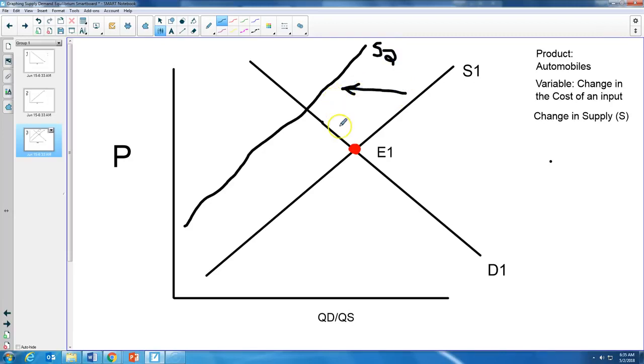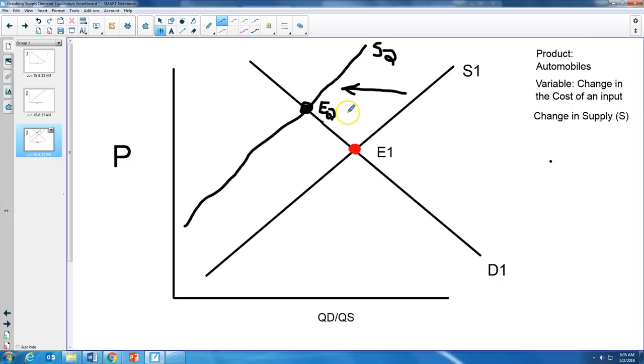Now, for equilibrium, you'll notice there's a new intersect point. So this is where we're going to put equilibrium, and we're going to call that E2 because this is the new equilibrium. And so this would be your graph.